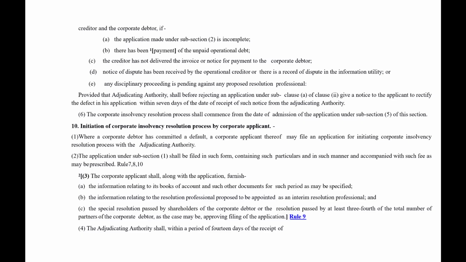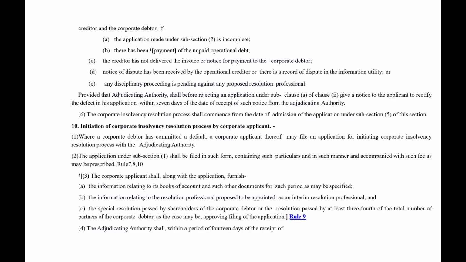Now section 10. Section 10 says initiation of corporate insolvency resolution process by corporate applicant. So where a corporate debtor has committed a default, a corporate applicant thereof. And we have seen the definition of corporate applicant also. What is the difference between the corporate debtor and corporate applicant? So the term corporate applicant includes a corporate debtor also, right? The term corporate applicant is much wider than the term corporate debtor. And corporate applicant includes not only the corporate debtor but CEO, CFO, etc. The definition is given in section 5, subsection 5.